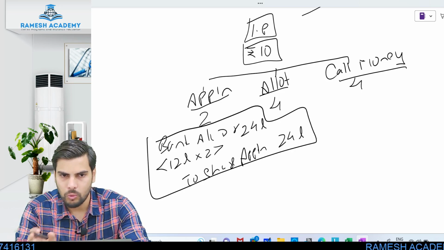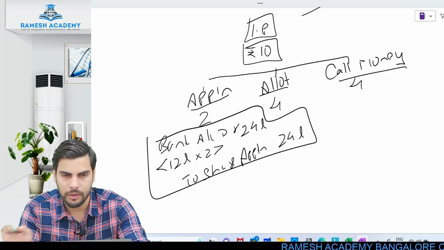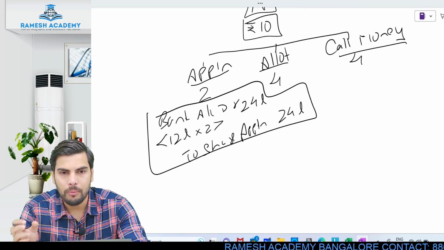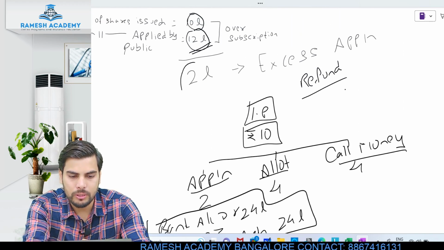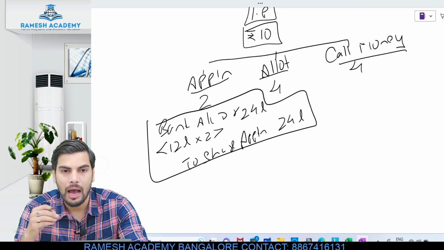Don't mind my handwriting, I know that it is not that great, but all these entries will be written in the notes, so don't worry at all. After this, out of this amount, how much do I need to transfer to share capital, and how much do I need to refund? You already know that 2 lakh is the number of shares for which I had received this amount in excess. I need to refund this.